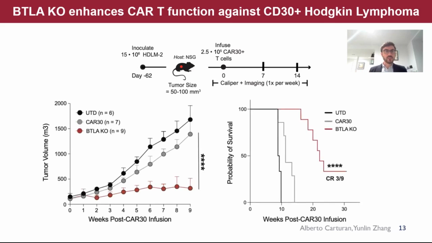And what you can see here from the results, the CAR T cell that had been deleted for BTLA, in red, they had a much better tumor control as compared to the wild type CAR against CD30. And this is shown also here in this overall survival curve, where really the only mice that are surviving long term are the BTLA knockout mice, BTLA CAR30 mice.